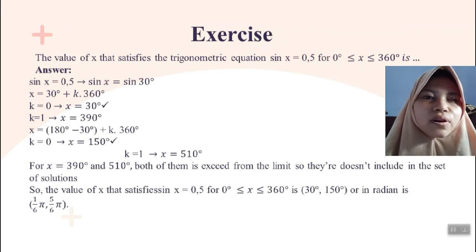So the value of x that satisfies sin x equal to 0.5 for 0 degrees less than or equal to x less than or equal to 360 degrees is 30 degrees and 150 degrees, or in radians is 1/6 pi and 5/6 pi.